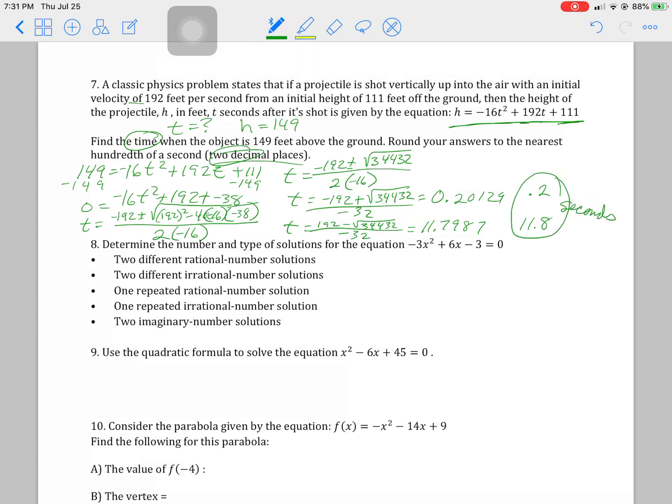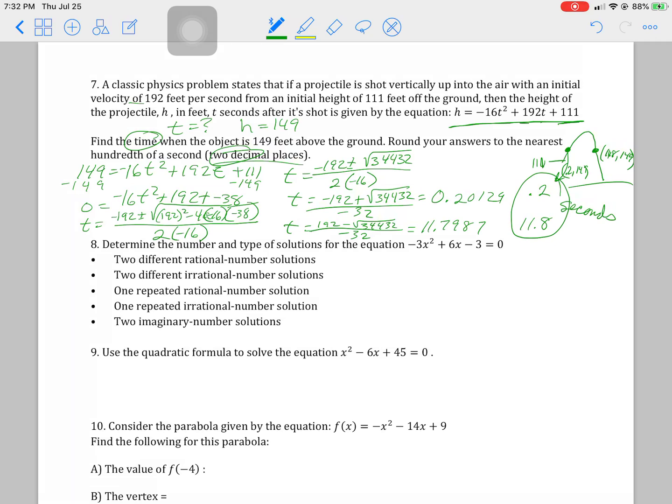Seconds. So it's a projectile that's starting 111 feet off the ground, right? So it's going up here and then going down to the ground. But apparently it's going to be at 149 feet here and here. So right after it's shot upward and then on its way down, it will also be at 149. So this one is 0.2 seconds at 149, and this one is 11.8 seconds at 149 also. Okay.